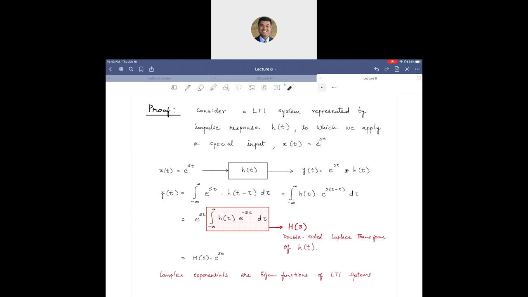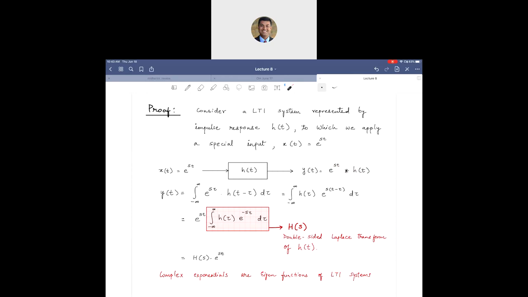If that is the case, you write the input on the left here. In the middle, you have an LTI system with impulse response h of t. We know that for any input, if I'm given the impulse response, then I can convolve. So to find the output y of t, I can simply convolve the input with the impulse response to get my output. We also know that convolution is commutative, so I can do e to the st convolved with h of t, or write it the other way around, h of t convolved with e to the st.